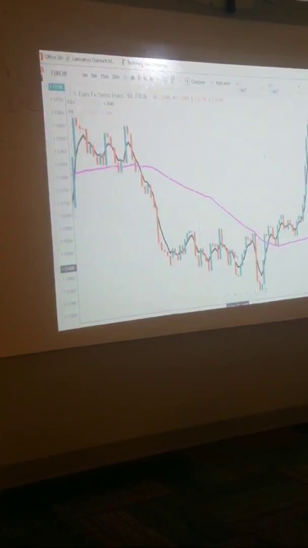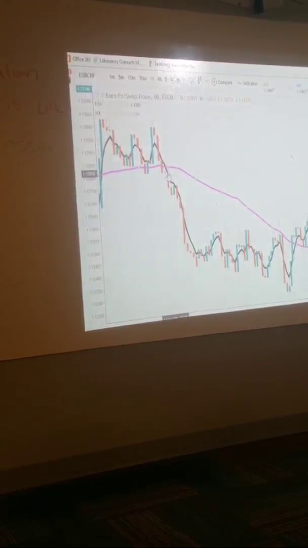So I'm only concerned about where the 4 is going. Is the 4 crossing my 50? Is it going to the upside or is it going to the downside? Easy, right? Okay, all you got to do is watch where the 4 is actually going.